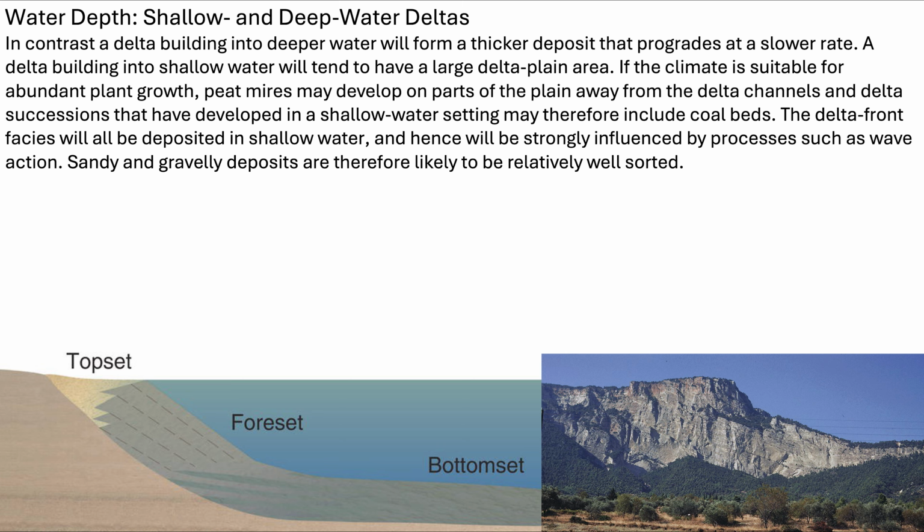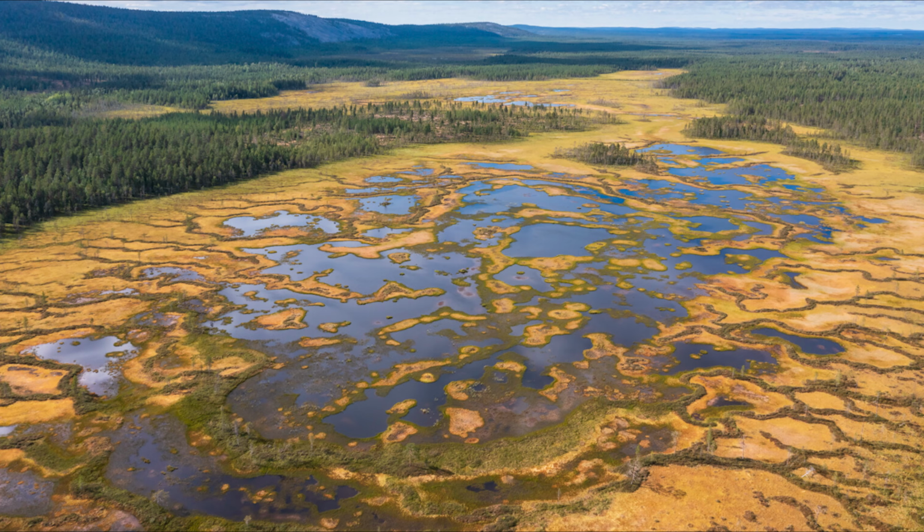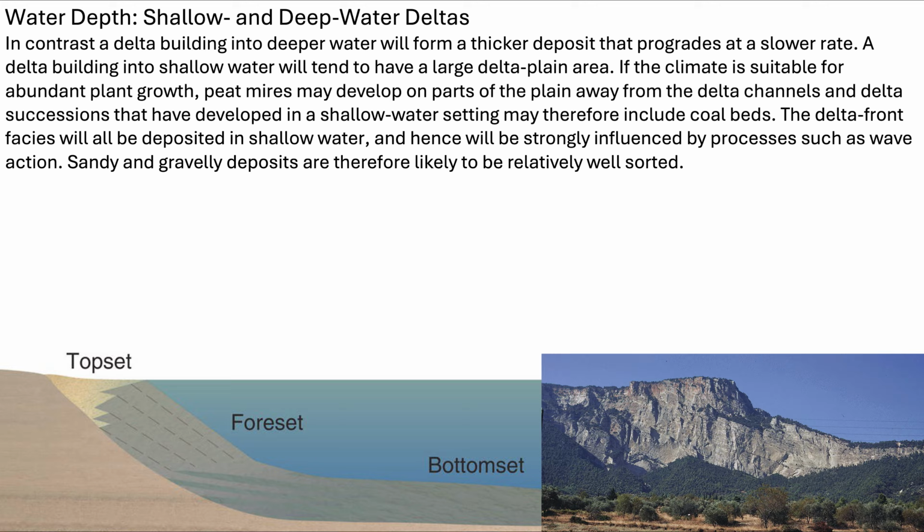A delta building into shallow water will tend to have a large delta plain area. If the climate is suitable for abundant plant growth, peat mires may develop on part of the plain away from the delta channels, and delta successions that have been developed in shallow water settings may therefore include coal beds. The delta front facies will all be deposited in shallow water and hence will be strongly influenced by processes such as wave action. Sandy and gravelly deposits are therefore likely to be relatively well sorted.